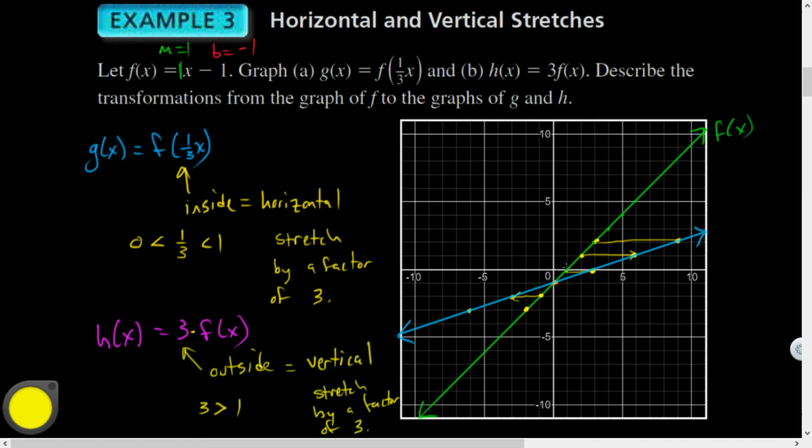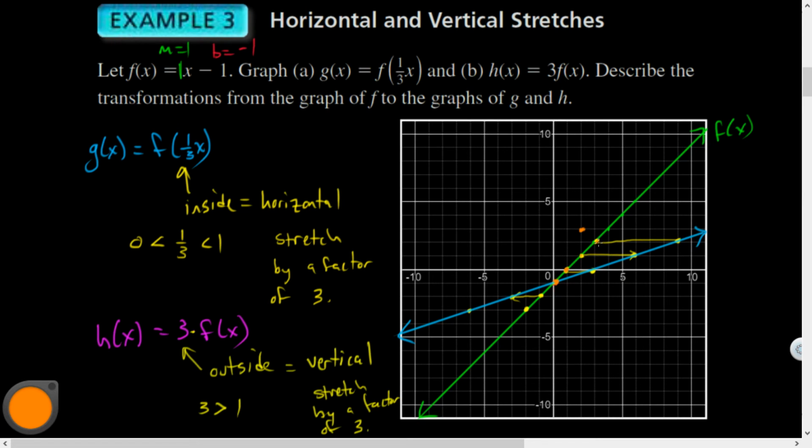Right? And so if I take the green line here, the y coordinate was 0, that's going to be at the same spot. Here the y coordinate was 1. Actually, I'll make these purple, this orange, how about? Here the y coordinate was 0, that stays there. Here the y coordinate was 1. 1 times 3 is 3.